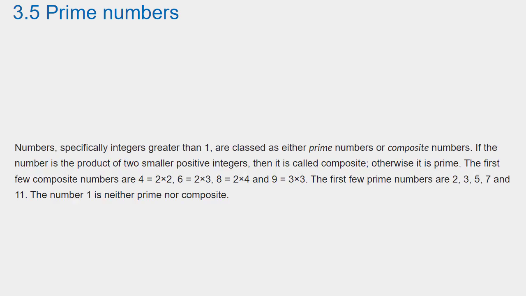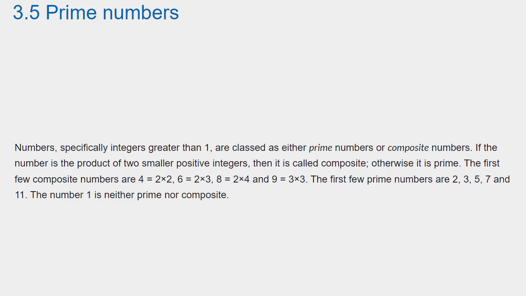Section 3.5. Prime numbers. Numbers, specifically integers greater than 1, are classed as either prime numbers or composite numbers. If the number is the product of two smaller positive integers, then it is called composite. Otherwise, it is prime. The first few composite numbers are 4 equals 2 times 2, 6 equals 2 times 3, 8 equals 2 times 4, and 9 equals 3 times 3.